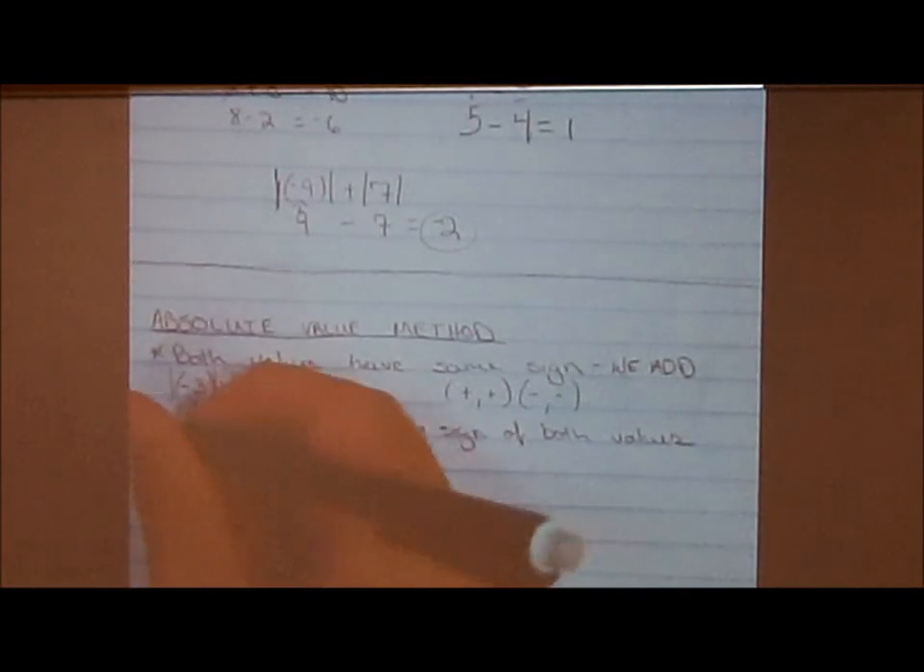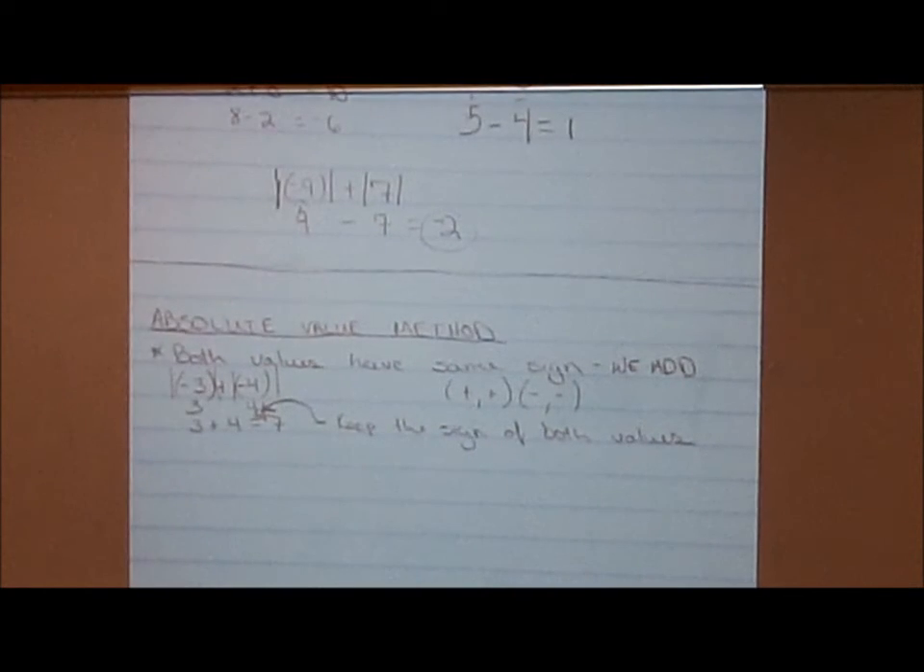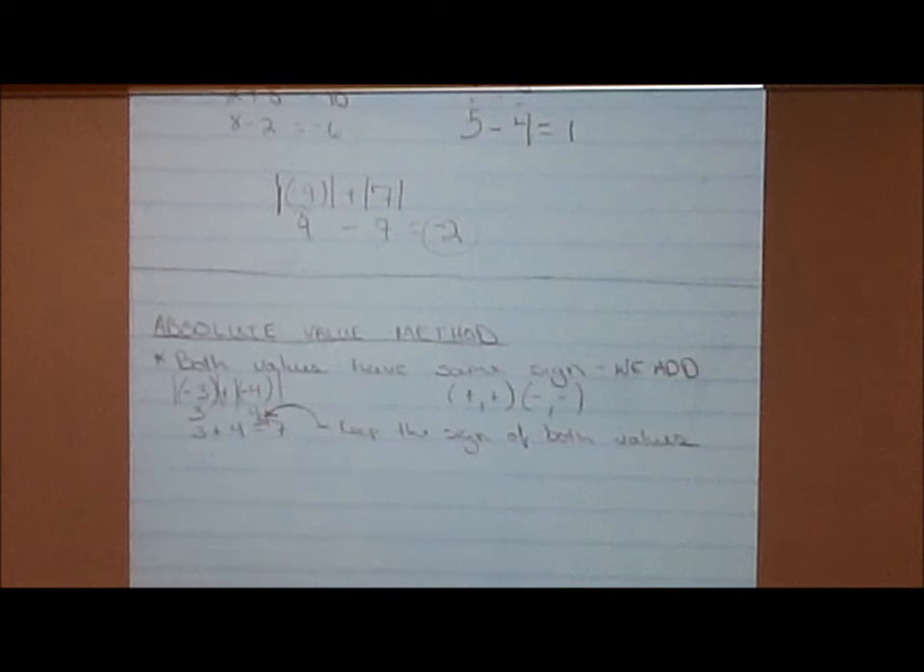Okay? Keep the sign of both values. Alright? Well, what's my other situation? Is this situation clear on how you should do this? The only time you need to use absolute value when they have the same sign is for what type of numbers? Negatives. If they're both positive, do I need to use the absolute value sign? No. Okay?